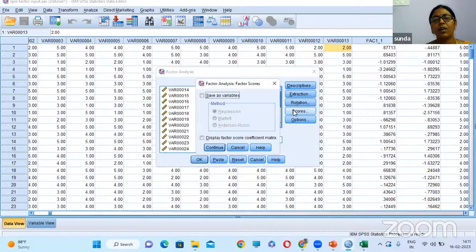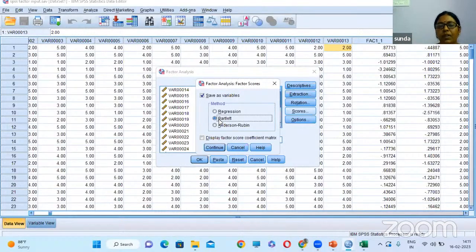And then there is something called score. How do you want your variables to be scored? We will be using the regression or Bartlett method. These are the methods through which your data will be stored. It's like your tabulation: how do you want your tables to be prepared?